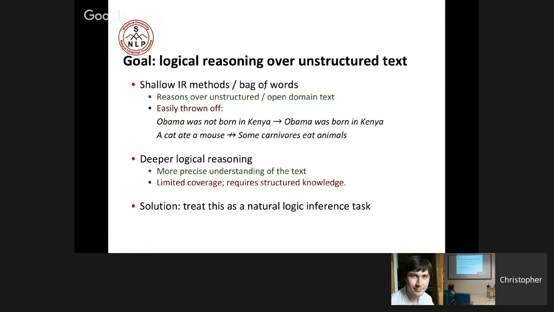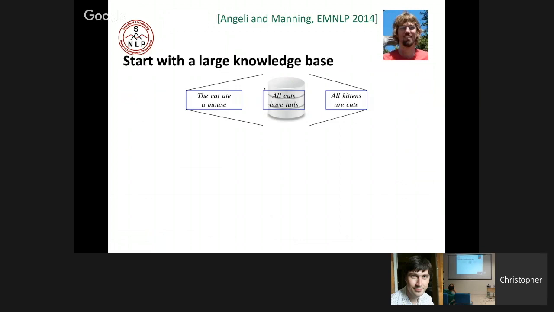So if you use very shallow IR bag of words models, they're easily thrown off if you just match words and don't understand the sentence context. People have tried to use deep logical reasoning for text understanding, which in theory is very precise, but in practice, the ability to make the inferences you want is normally not there, and you don't have the structured knowledge that you'd like to have. And what we're hoping to do is find a middle ground by treating this as a natural logic inference task. Okay, so this has been work that's been done by my PhD student, Gabor Angeli, in the last couple of years.